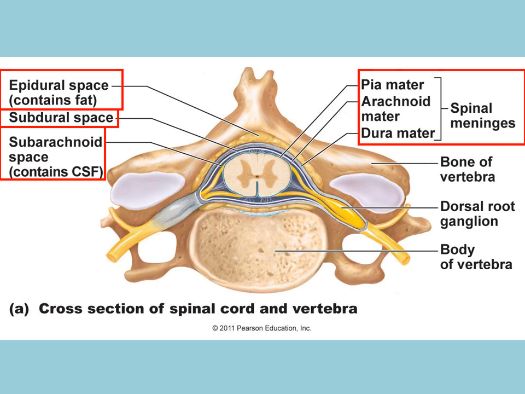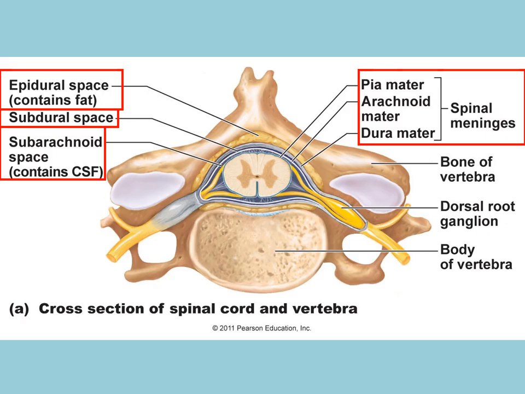So in this cross section, number 1, of the spinal cord and the vertebrae, here's the vertebrae. In the foramen areas where the spinal cord is running, you have this epidural space that contains fat. You have the subdural space. The subarachnoid space contains the cerebral spinal fluid. As we'll talk about in a little bit, when they need to do a spinal tap, it is right in this area, that subarachnoid space, that they have to insert the needle to obtain the cerebral spinal fluid.